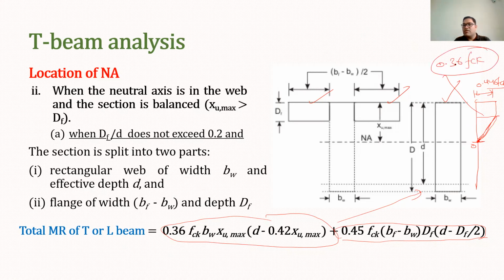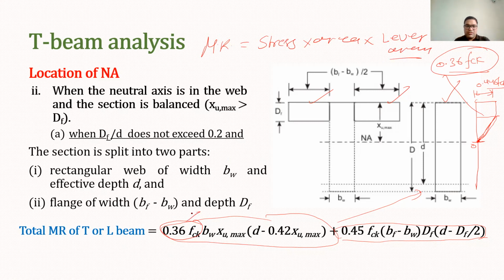I'm not going into the derivation, but the average stress over the rectangle and parabolic part is around 0.36 FCK. So that is what is written here, 0.36 FCK. Basically, moment of resistance is stress into area multiplied by lever arm. That is a simple formula to calculate the moment of resistance.